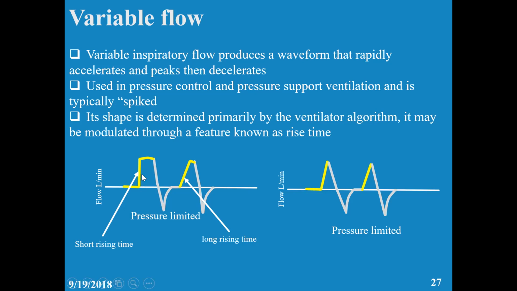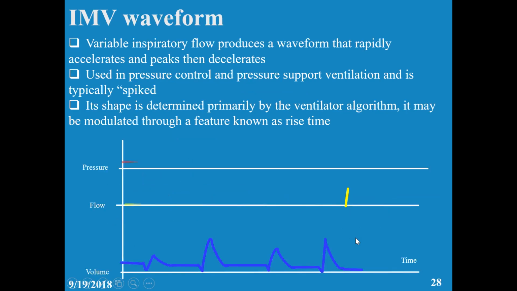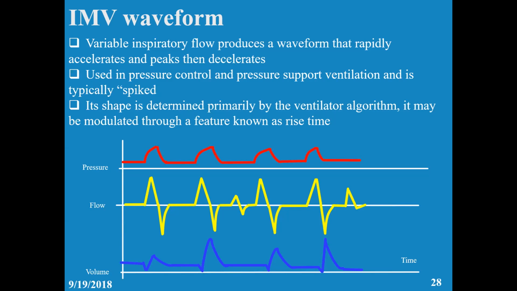So you can see this is very short rising time, this is very slow rising time. And you can see here also pressure limited. Okay, now look at the IMV. Why is this IMV? Anybody can answer me? Why is it intermittent mandatory ventilation?